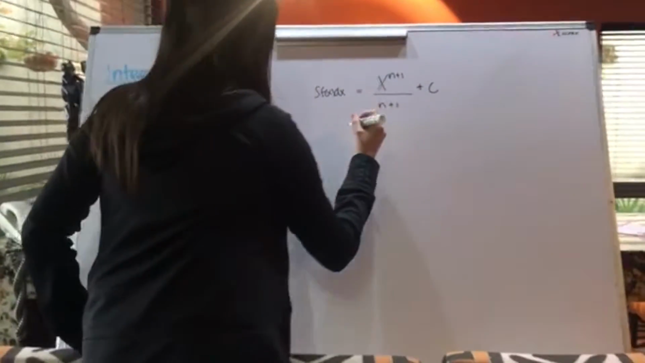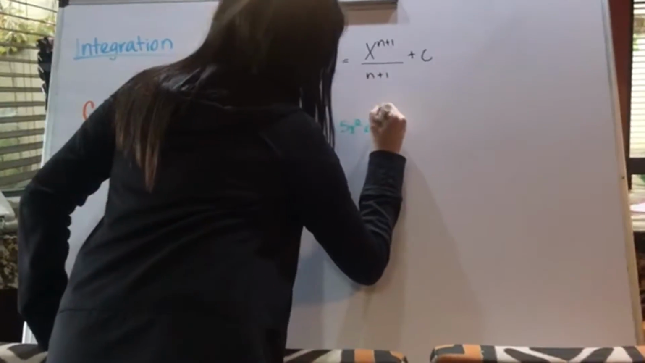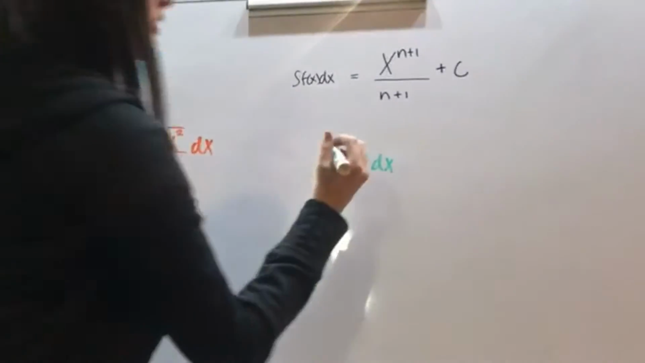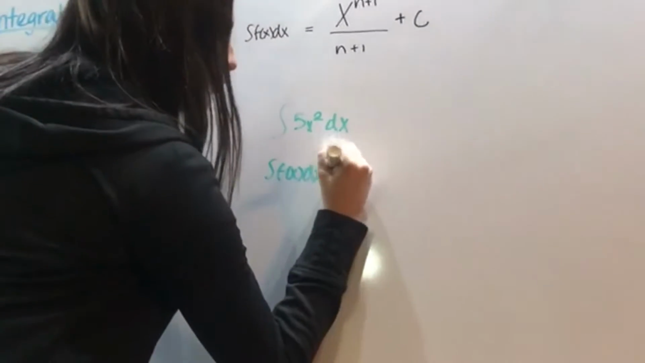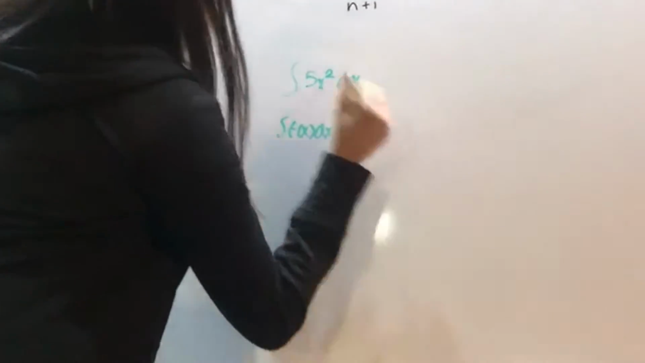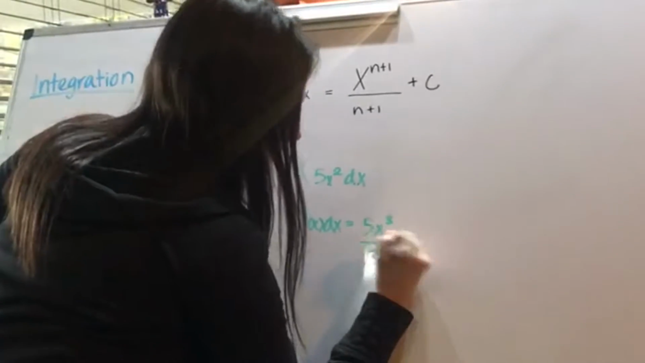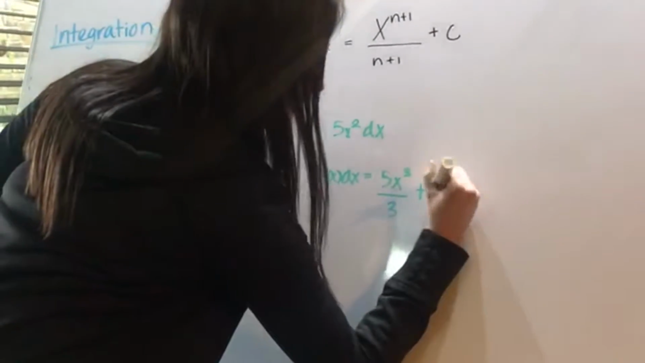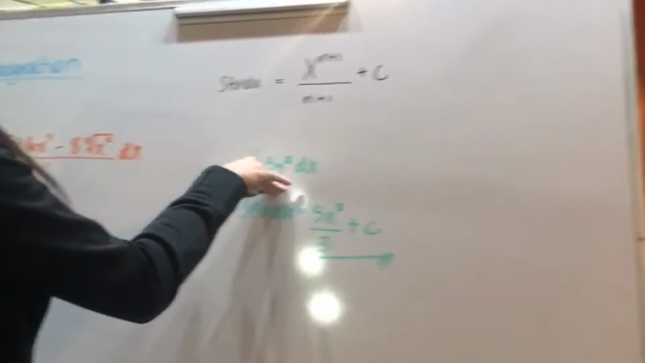An easy example can be the integral of 5x squared dx. In this case, what you do is, you leave the 5, then the x, 2 plus 1, 3, over 3. This plus c. This is your integration of this basic formula.